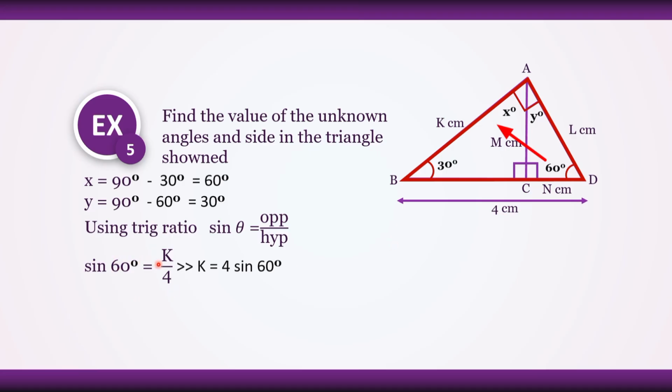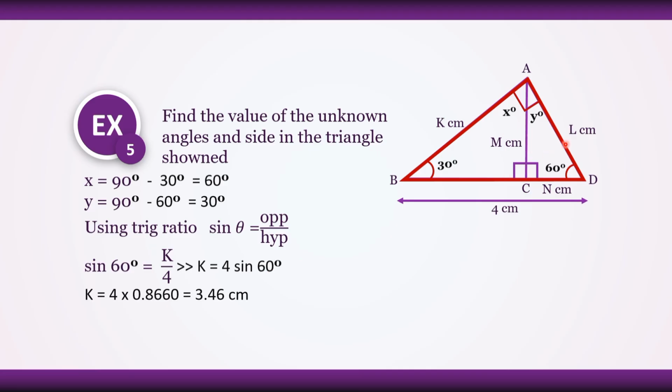K over 4, and I can cross multiply. Doing cross multiplication, I'm going to have k is equal to 4 sine 60 degrees. And what is the value of sine 60 degrees? Pressing your calculator, sine 60 degrees is equal to 0.8660. So we have 4 multiplied by 0.8660, and that is 3.46 centimeter.